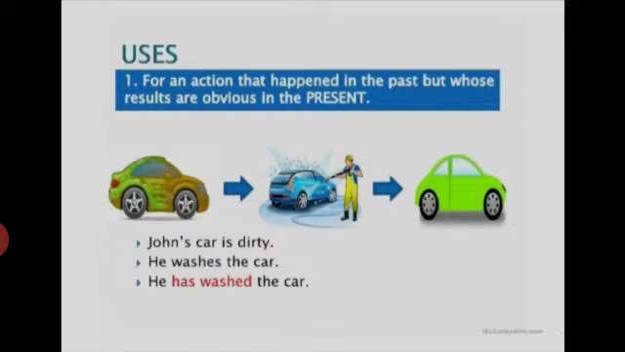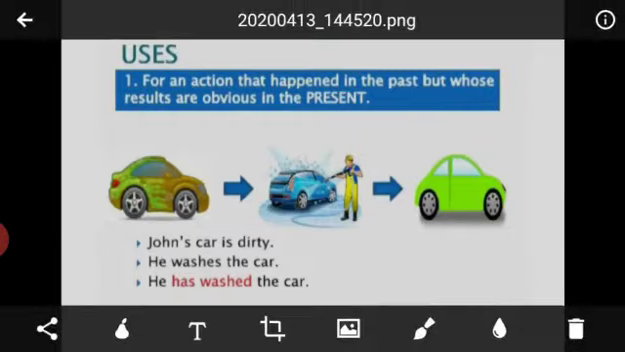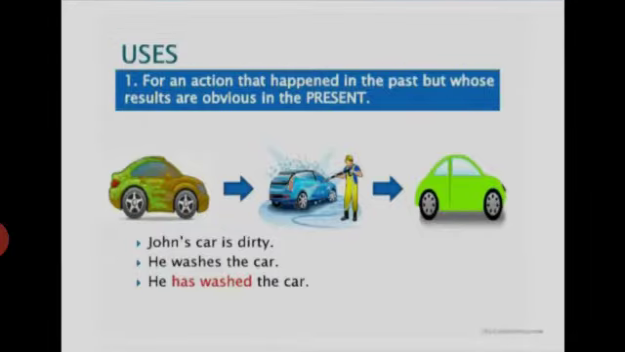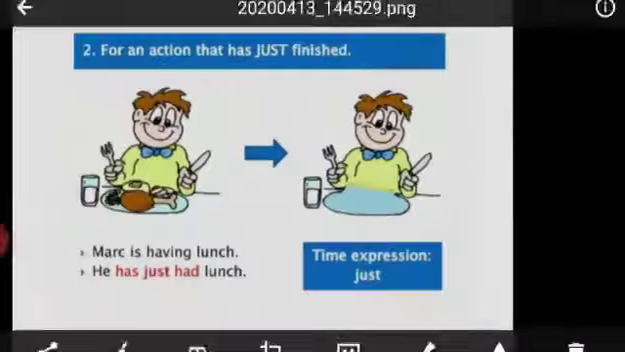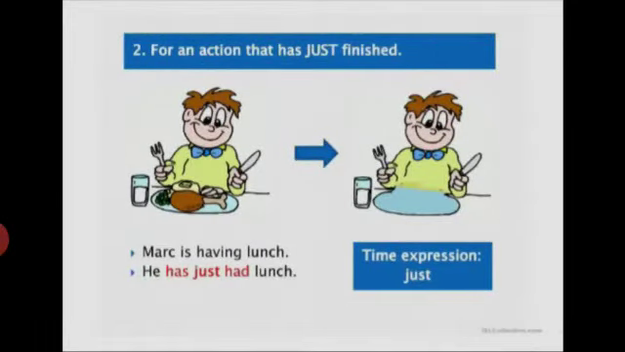We use the present perfect for an action that happened in the past but whose results are of use in the present. We have he has washed the car. He is the subject, has is the auxiliary here, plus the past participle of the verb wash, which is washed. He has washed the car. Now, the second use of the present perfect is for an action that has just finished. Look, in the picture we can see a boy, his name is Mark.